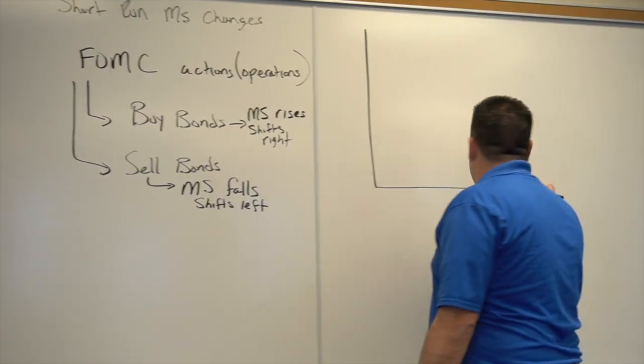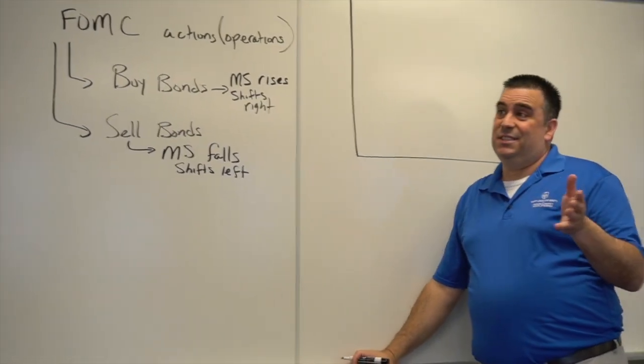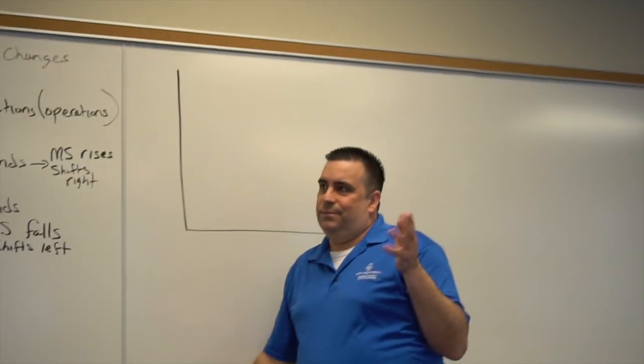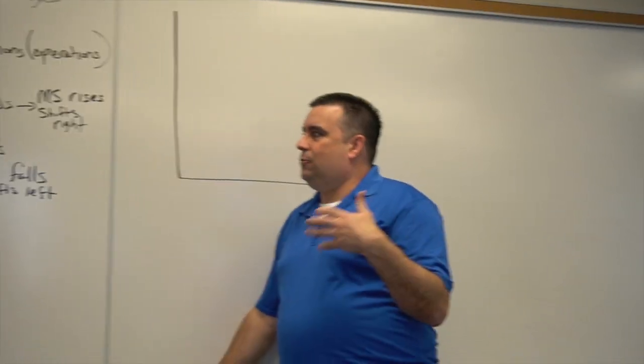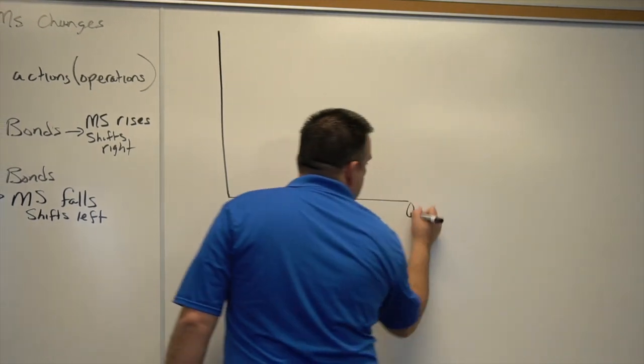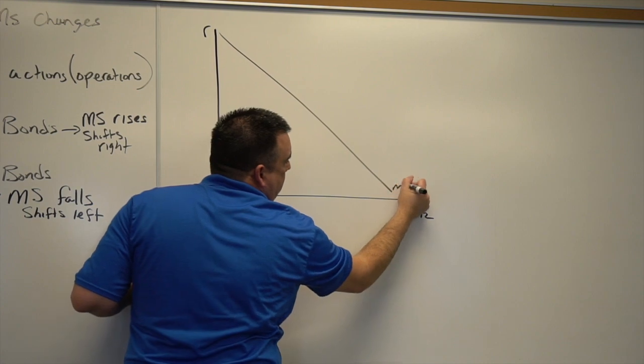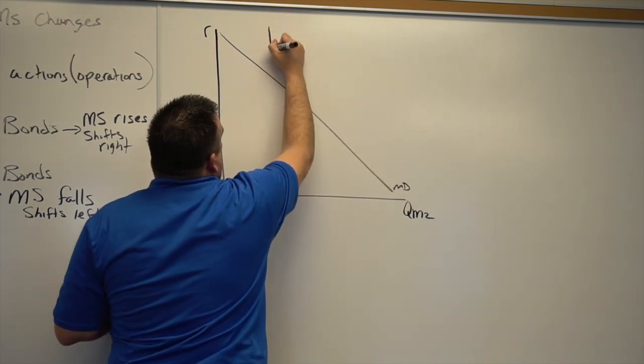We saw this a lot, by the way, with the Great Recession. So like 2006 through really about 2015, the Federal Reserve was just buying bonds en masse. Right, so QM2, R... money demand, and I'll just start it kind of like here.